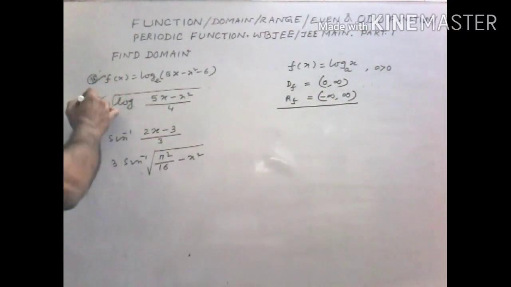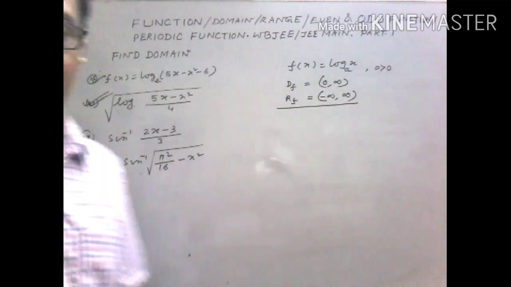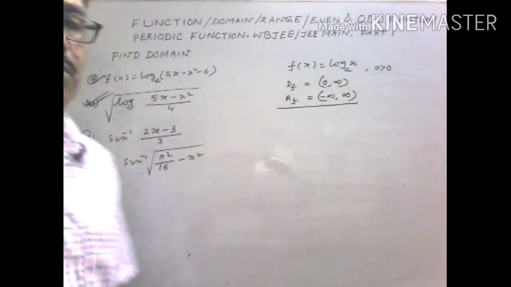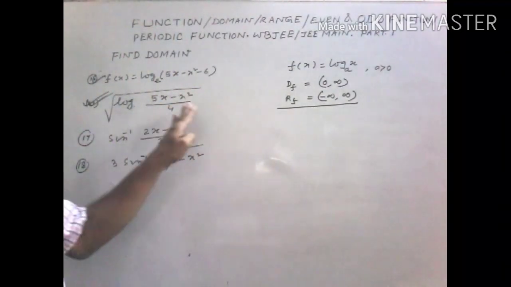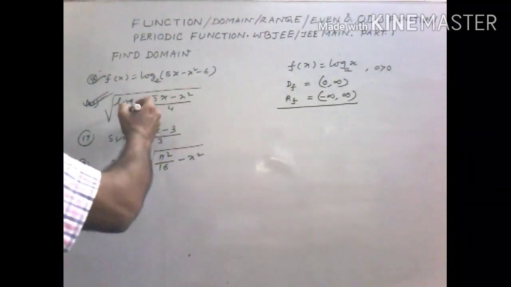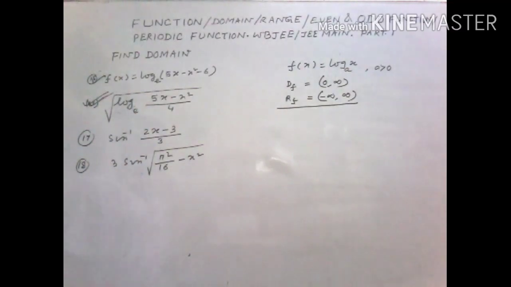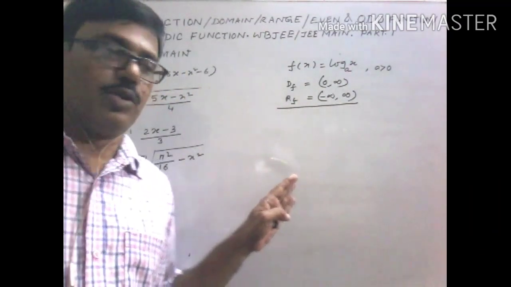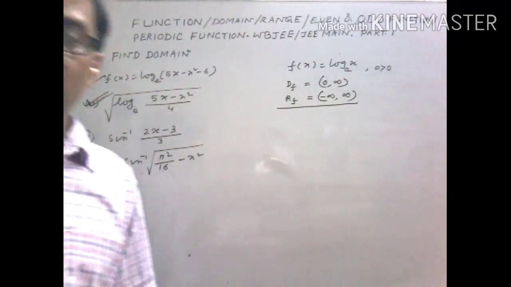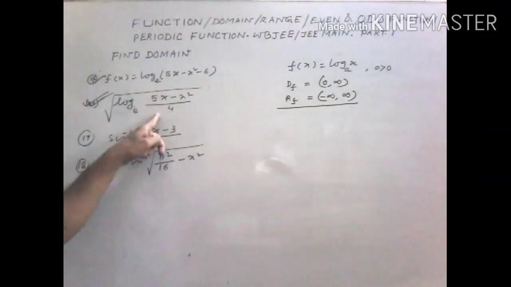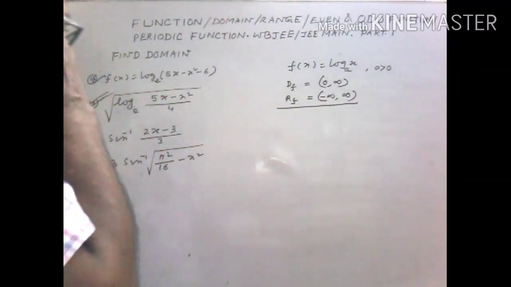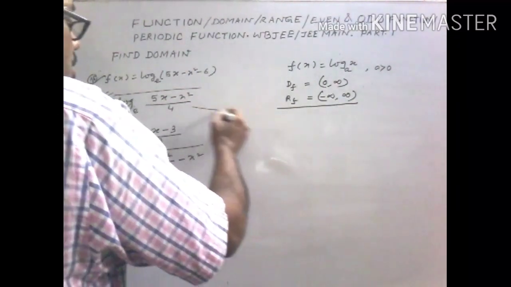So, 15 is simple, 16 is a problem from JEE Main. So, look, log of this. Now, root over 3 is always greater than 0. So, suppose the base is e. The total thing must be greater than 0 since it is within the root. And number 2, the argument of the logarithm is always positive. So, problem number 16.